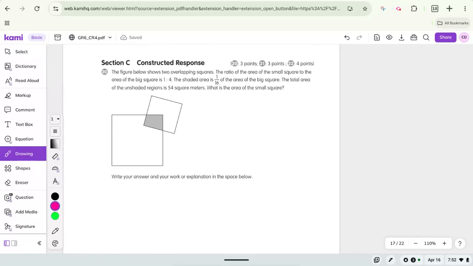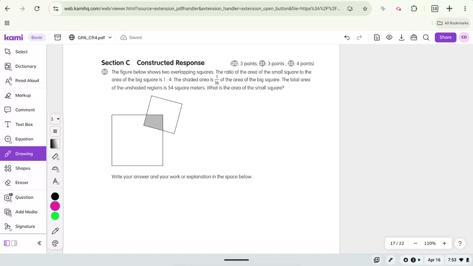The figure below shows two overlapping squares. The ratio of the area of the small square to the area of the big square is 1 to 4. The shaded area is 1/16 of the area of the big square. The total area of the unshaded regions is 54 square meters. What is the area of the small square?